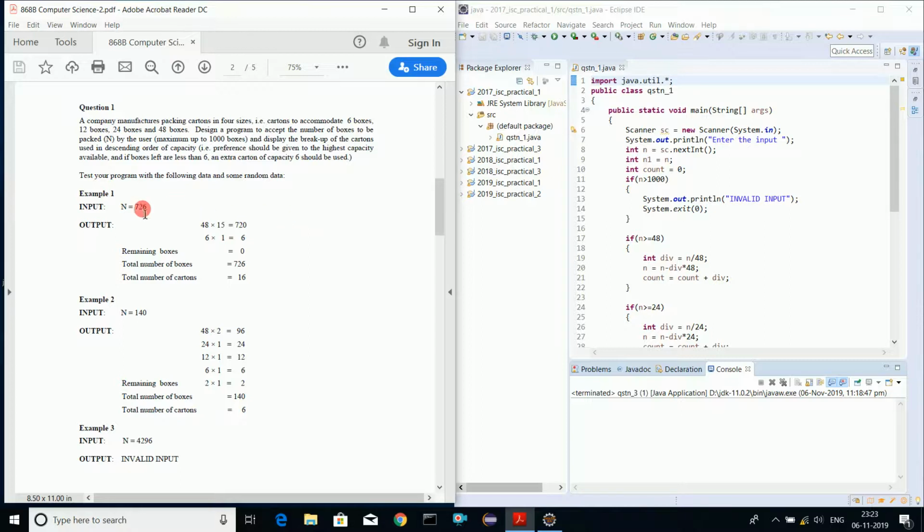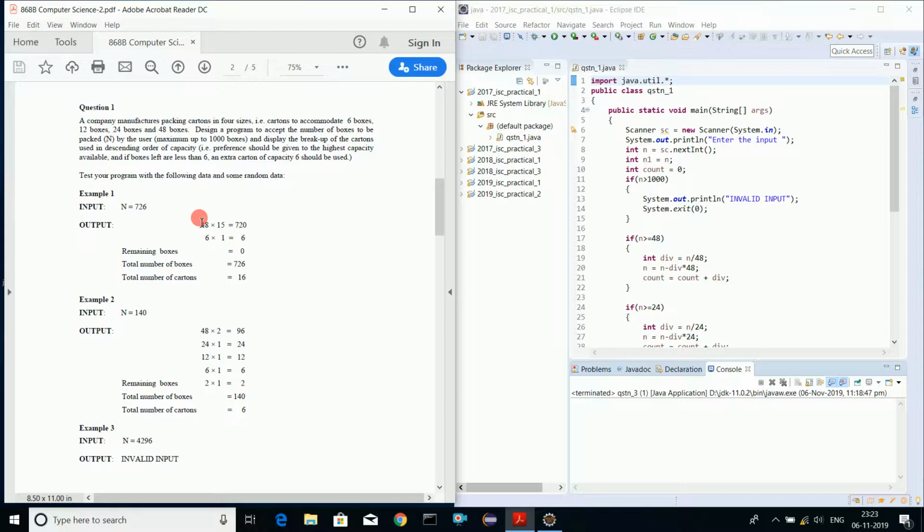For example, there is 726. We can take 48 into 15, which is 720. That means 15 cartons of 48 boxes per carton. That means 720 boxes can be filled in 15 cartons. I know it's confusing. I'll explain. I know there might be chances that some of you are getting confused about what I'm saying.